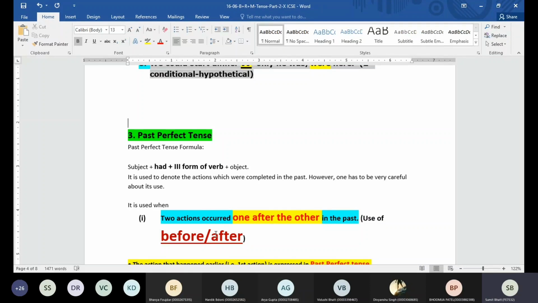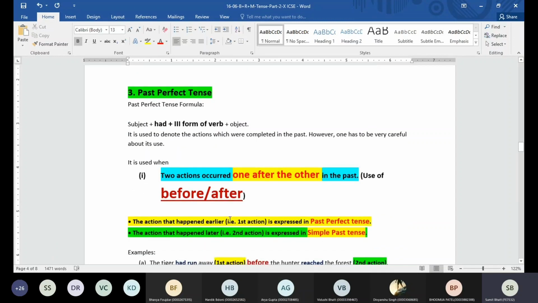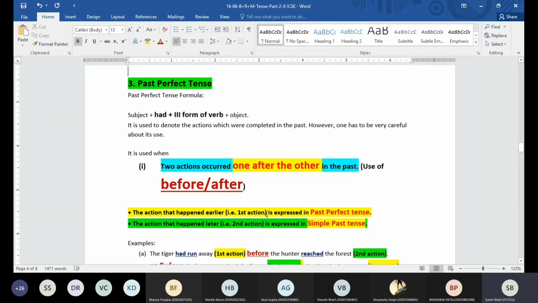So in these cases, guys, we are going to have two actions. One was done first and the second was done later on. The action which took place first, or that happened first, we are going to use past perfect tense for that. And the action which took place later on, we are going to use simple past tense.